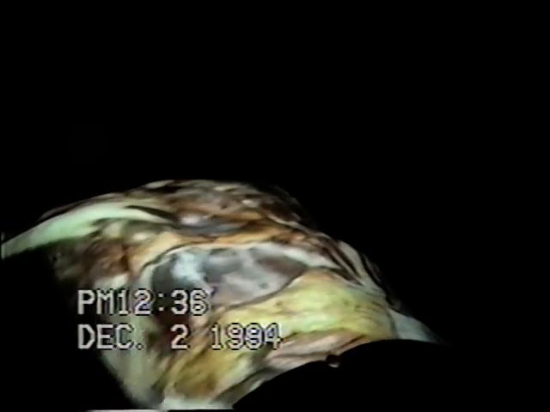It's like a piece of meat, y'all. The heart. That's the heart.